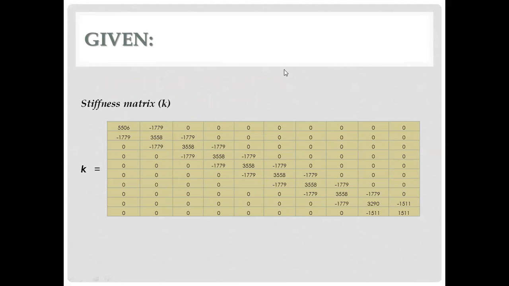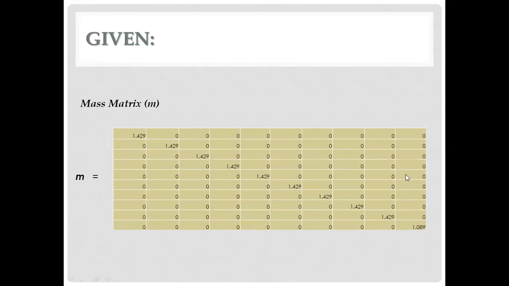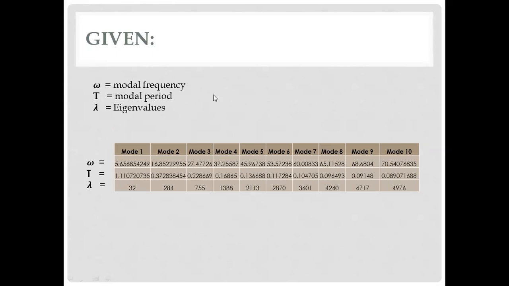So, these are the givens in the Excel file that Sir provided. This is the stiffness matrix, this is the mass matrix, and then the modal frequency, the modal period, and the eigenvalue. These are the values of the modal frequency, modal period, and eigenvalues for mode 1 to mode 10.